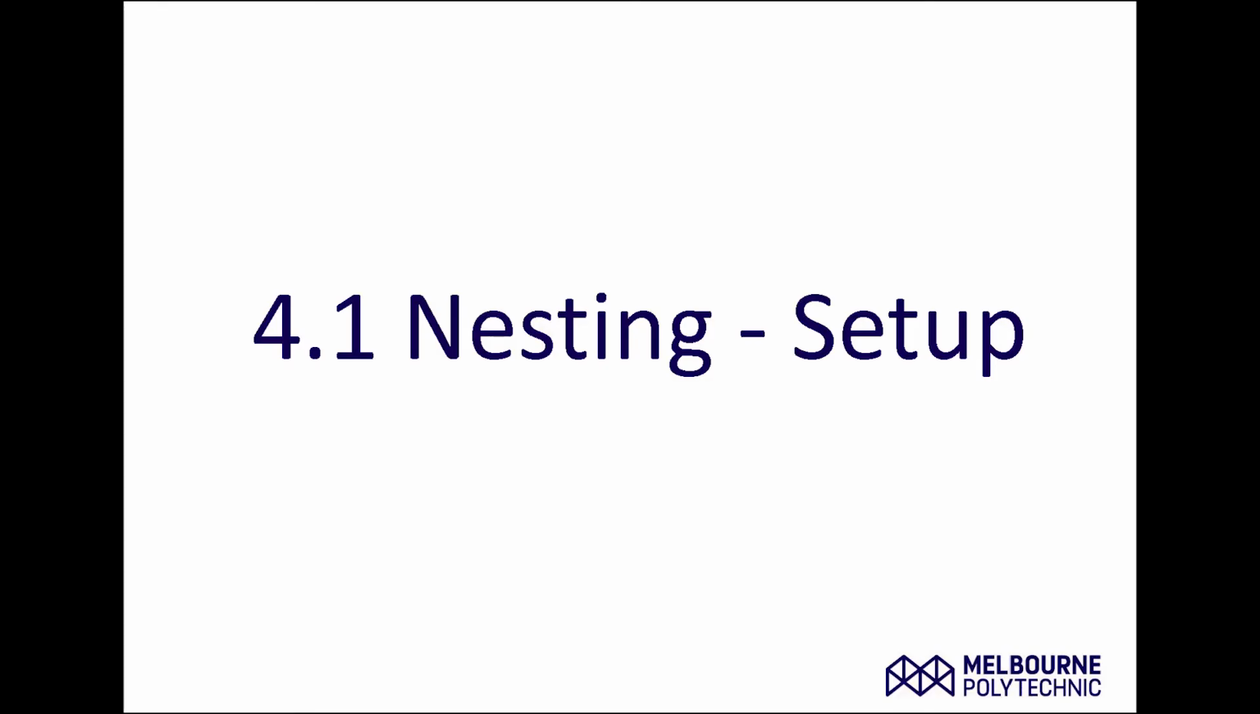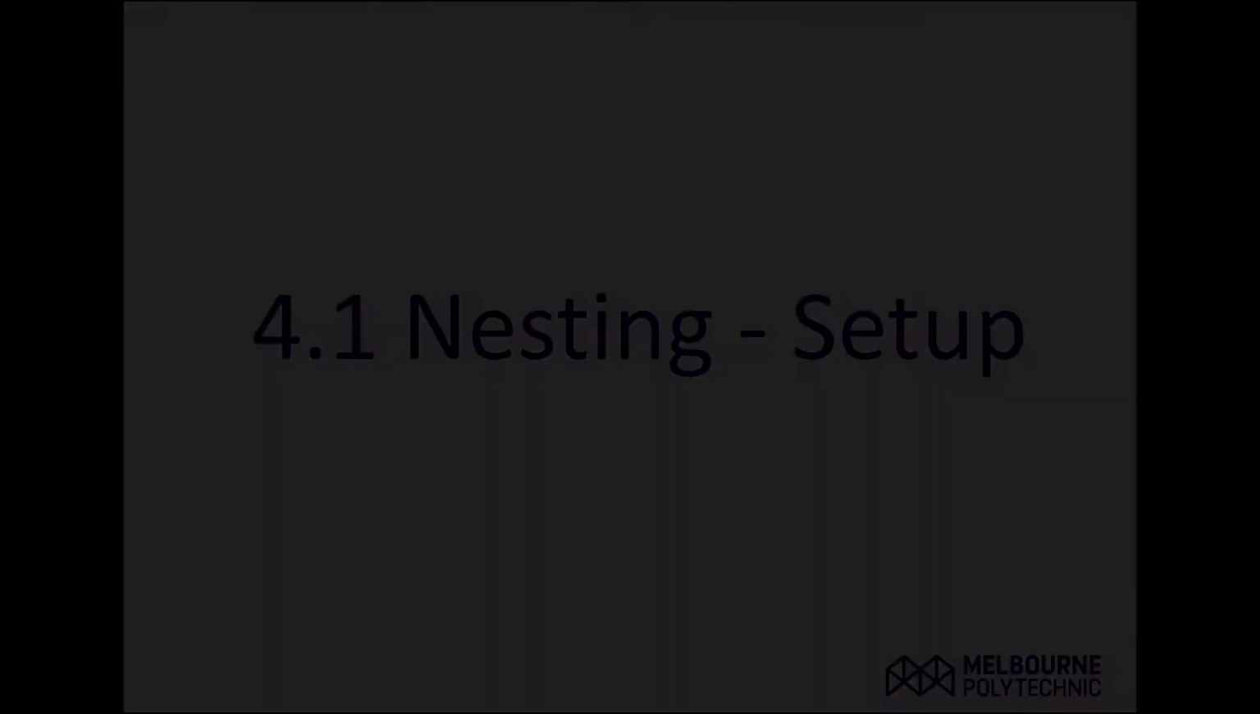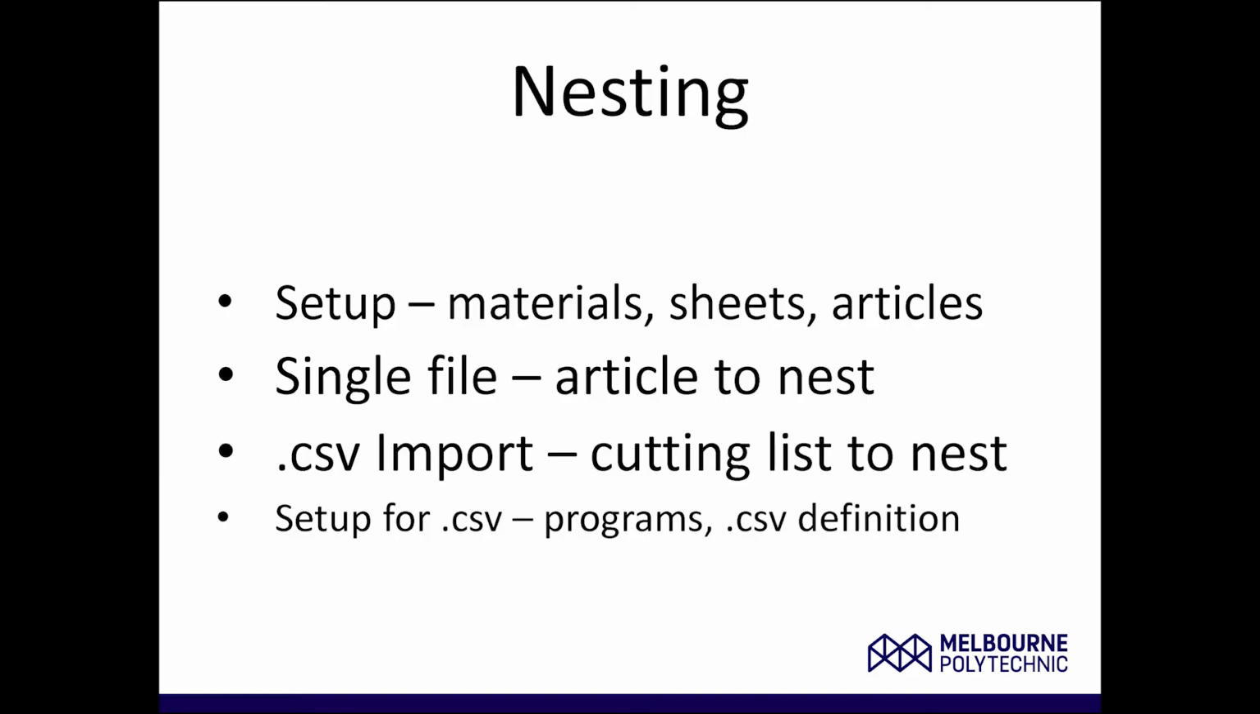This is the nesting series, so I'm going to do 3 short ones about how to set up the BSE BNest application to do nesting. We're going to look at, in this first one, how to set up materials, how to set up sheets of material, and how to create articles from existing programs that you've written and tested. And I'll look at then how to import a single file to create an article and then to nest that onto a sheet. And you can do that in a couple of different ways to see how many you want, or you can also do it to just fill the sheet. So we'll look at both of those.